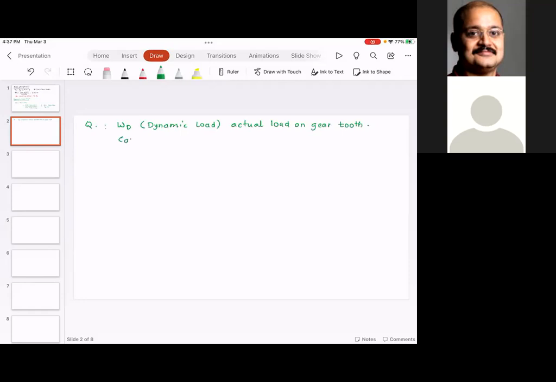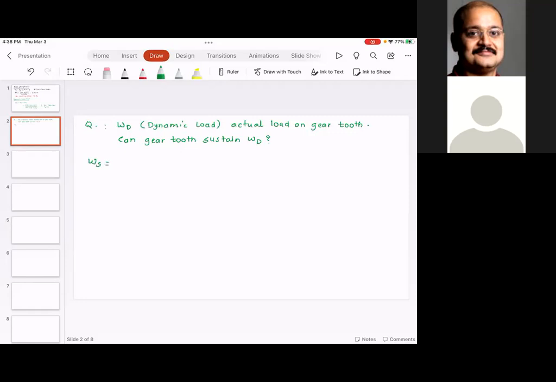Can the gear tooth sustain WD? For that, we find the endurance load, something called WS.